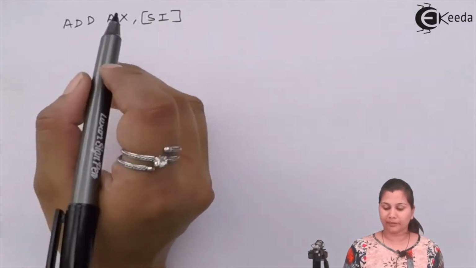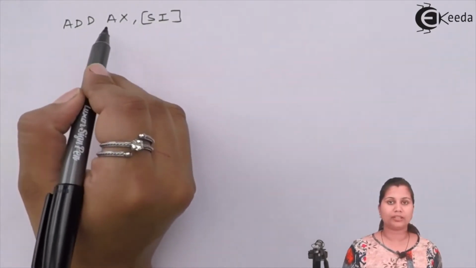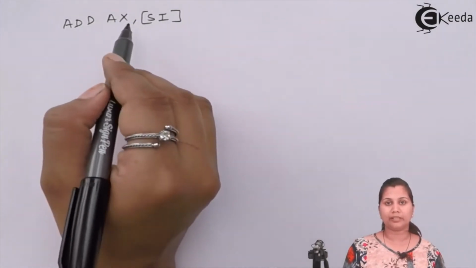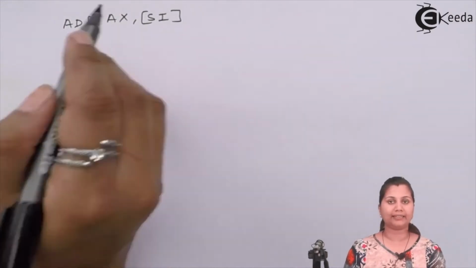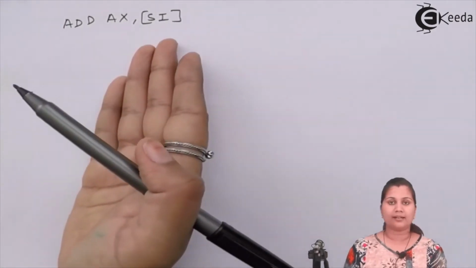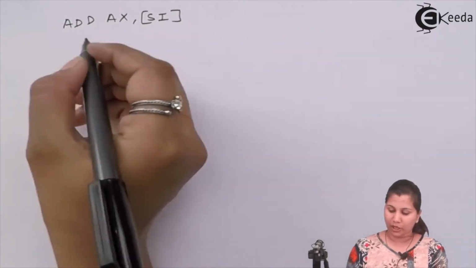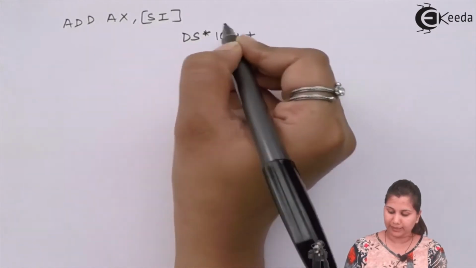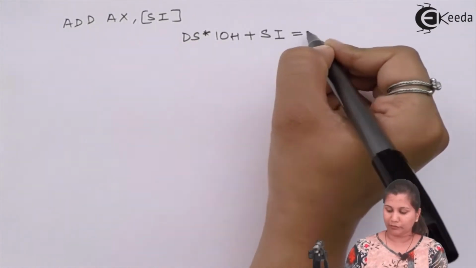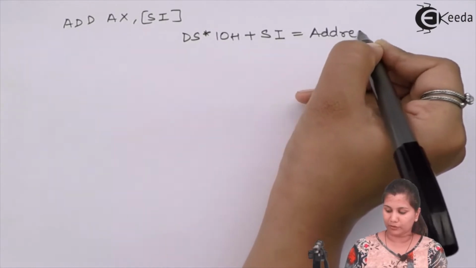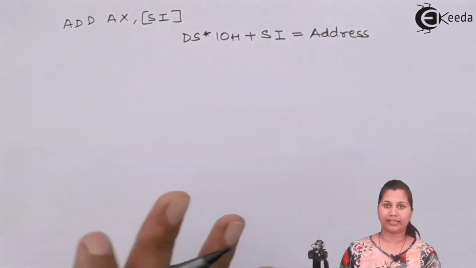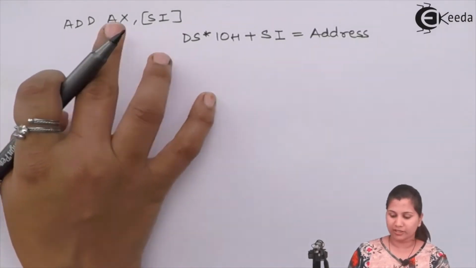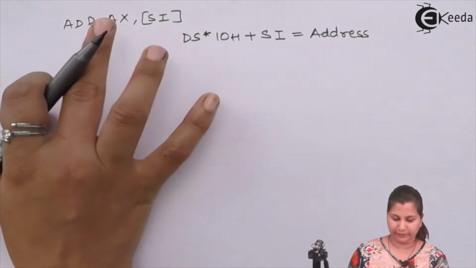Now this is an example where we are adding the contents of the AX register with a memory location, and the address of that memory location is calculated by adding the data segment with the source index register. So the address will be data segment multiplied by 10H plus the source index. That will be the address of the memory location, and at that memory location the data is stored. That data will be added with the accumulator register, and the result is stored in the accumulator.